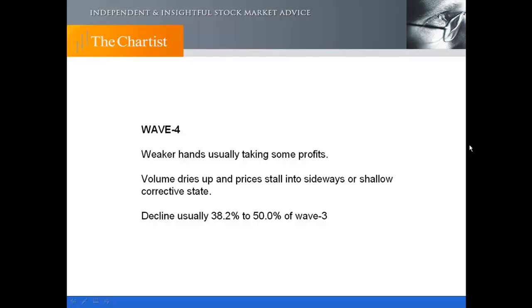So wave 4 is a very flat pattern. It tends to be a stalling or a sideways kind of pattern. It's a lot shallower than wave 2, and that's because there's not a great deal of conviction in the selling. The selling is from retail traders as opposed to smart money or institutions. As a result, wave 4 tends to be very, very shallow to sideways, and that is a key attribute.